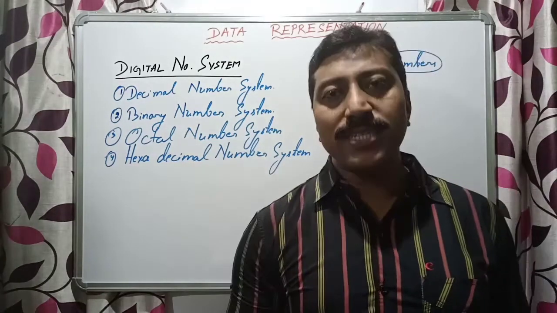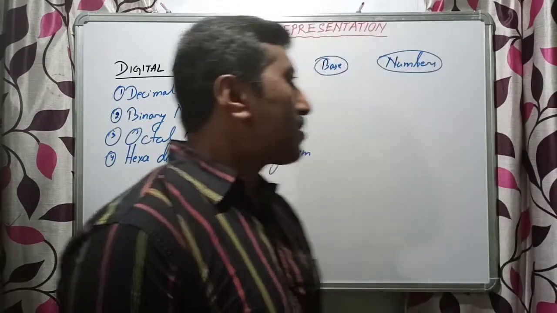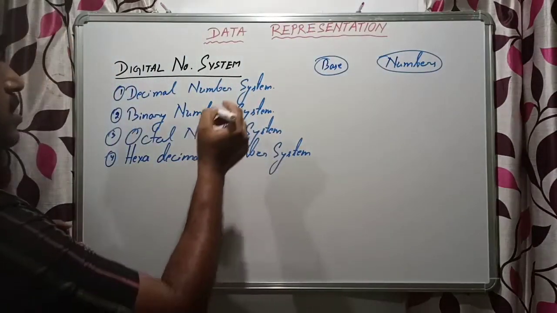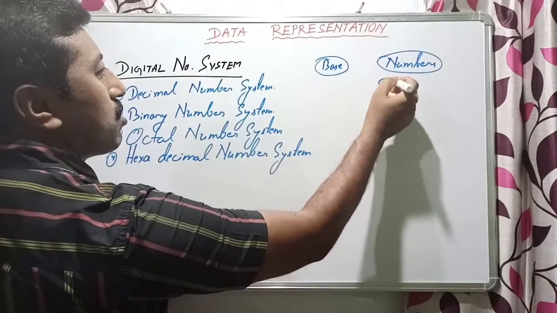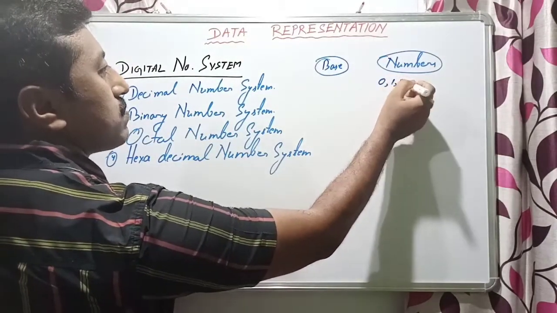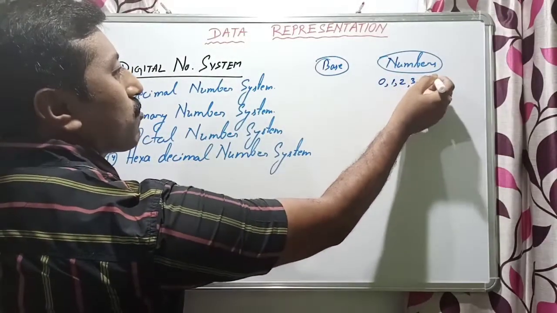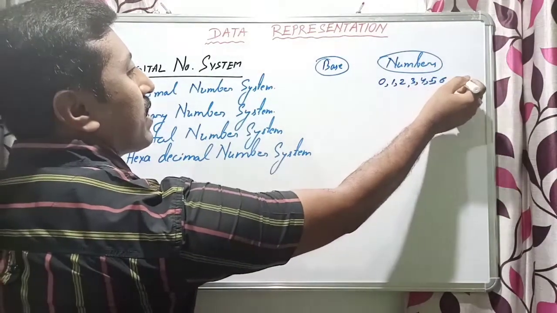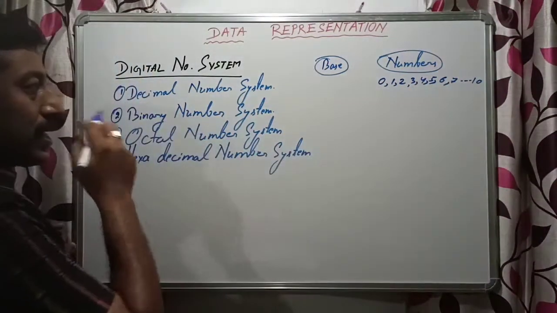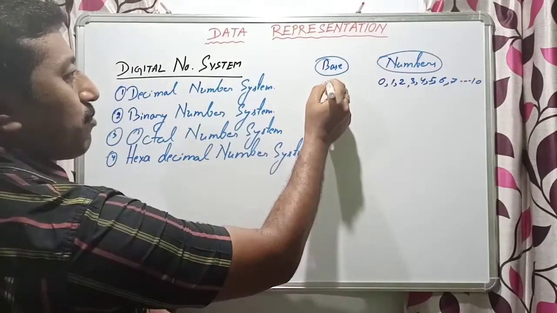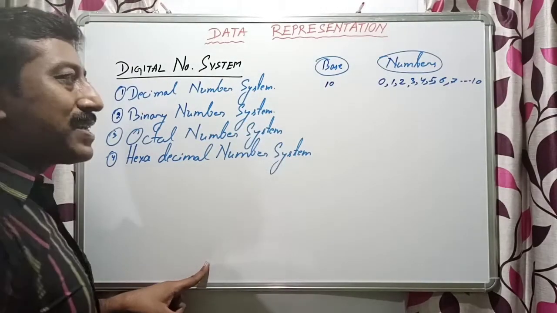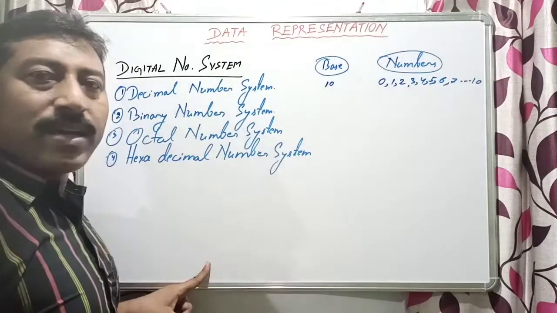The first one is the decimal number system. In the decimal number system, the digits start from 0, 1, 2, 3, 4, 5, 6, 7, like that up to 10. And the decimal number system is represented when the base is 10. When the base is 10, it is known as the decimal number system.